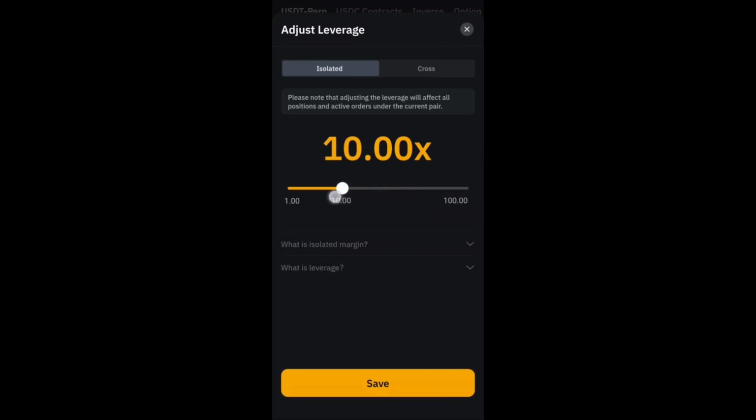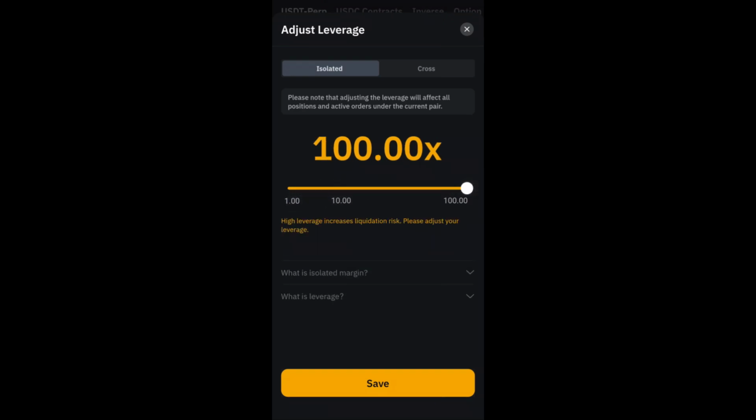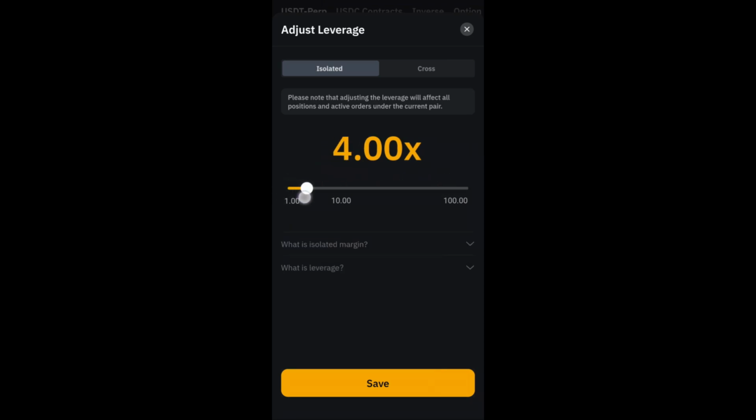Okay, now I'll go with isolated mode, and the next thing is you should select leverage. Guys, you can select leverage between 1x to 100x. I'll explain this later, okay? So I'll select 10x leverage and I'll click on save.